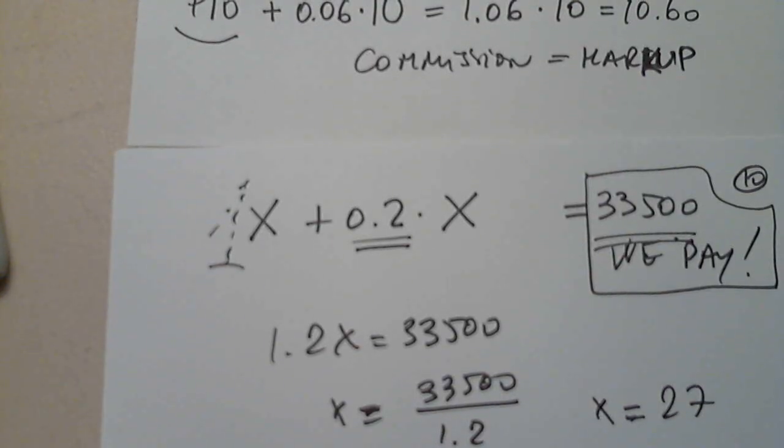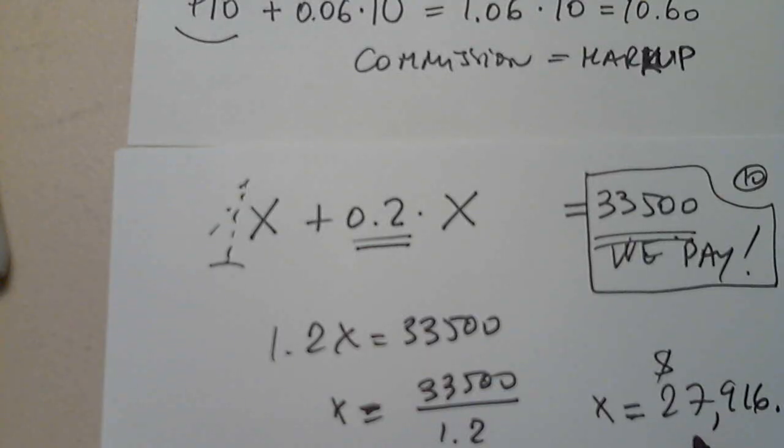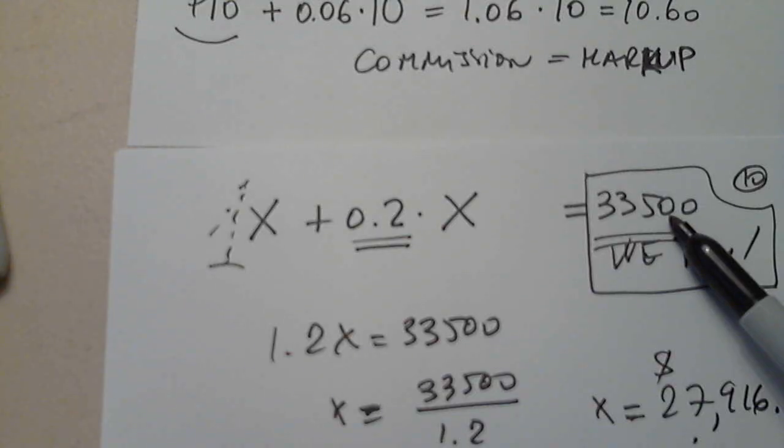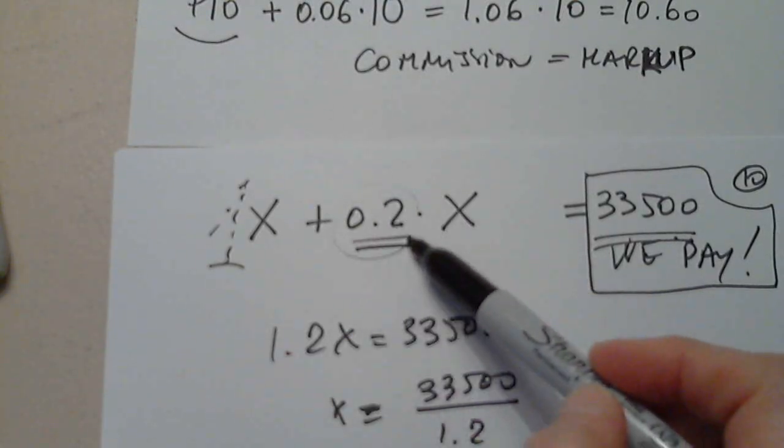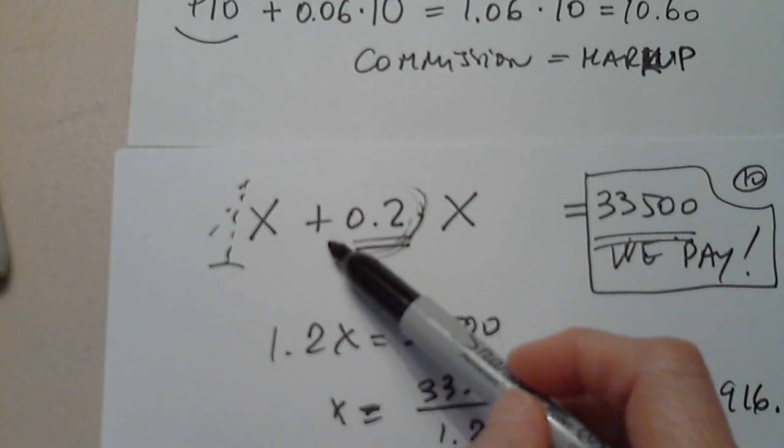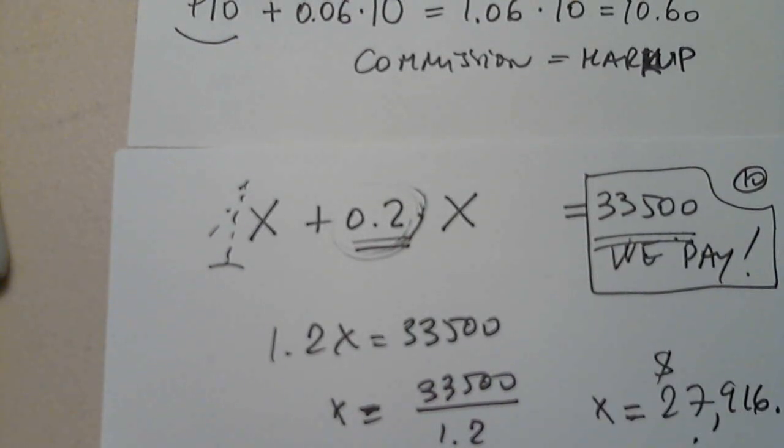33,500 divided by 1.2 is 27,916.67. Very good. So this is what the dealer or the dealership paid for the car. We will end up paying $33,500 because they're adding their commission or markup of 20%.